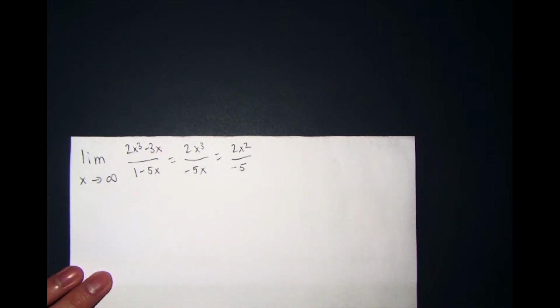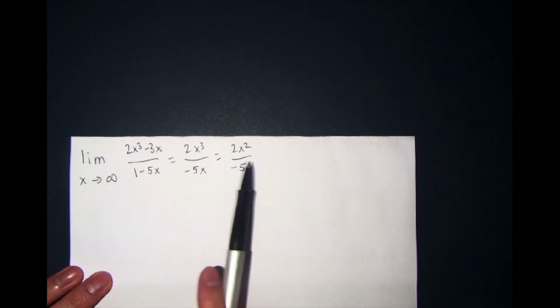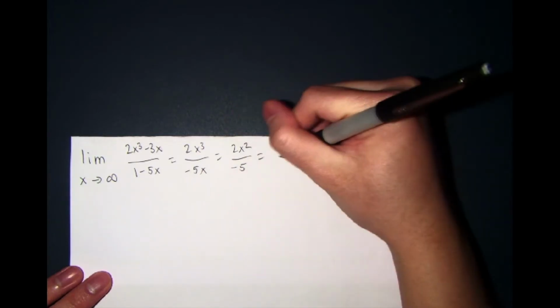And so we can see that if we do direct substitution and plug in infinity, this is going to approach infinity, but because it has a negative on the denominator, it's going to be approaching negative infinity. So the answer to this would be negative infinity.